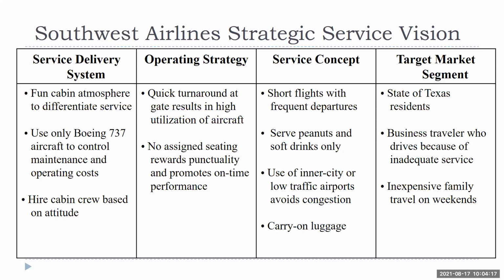So Southwest Airlines wanted to fight with American Airlines, which was the major leader in the air transportation industry. Their service concept was short flights with frequent departures, right? Because American Airlines was not there in the smaller cities. Maybe 45 minutes to 1 hour of travel. So they started that concept, those 45-minute, 1-hour flights.